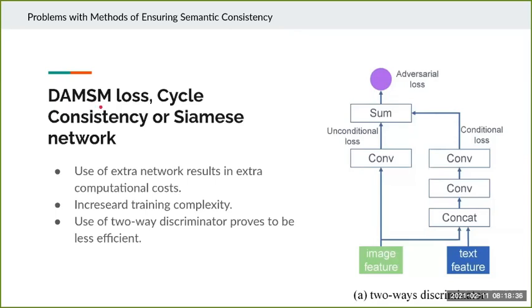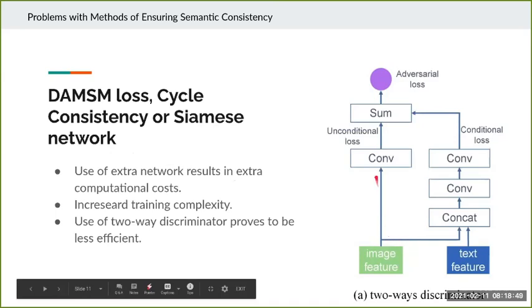DAMSM loss, which is basically deep attention multimodal similarity model loss. Then there's cycle consistency, and we have seen the Siamese network way of doing this. So here's another way of doing it. So it's a two-way discriminator in which the image features that are finally generated by the discriminator in the end is used in two ways.